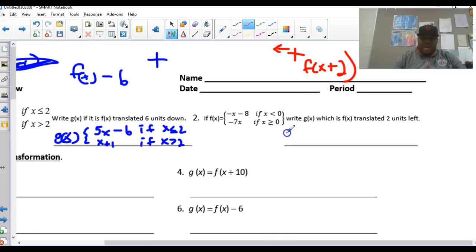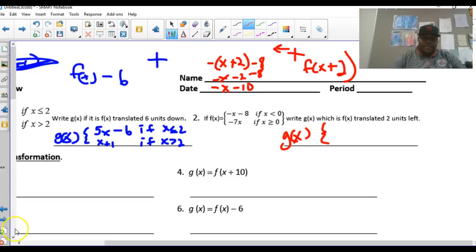So I take this top part. I'm going to work it out here before I solve it out. Right here we take the negative. We're going to take just the x, and we're going to add 2 to it. And guys, that's it. That's your translation to the left. Some of you may be tempted to go, okay, negative x minus 2 minus 8. But if you do that, then you have to simplify the whole thing to have negative x minus 10.